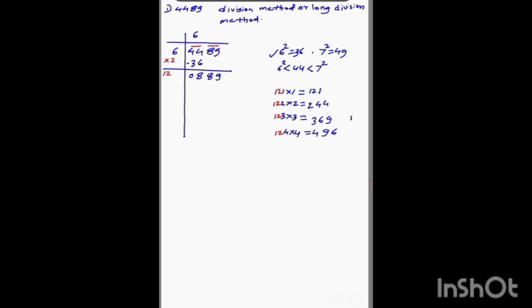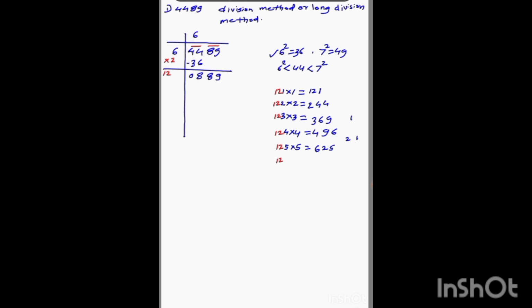Very easy. Whoever found this method is a very intelligent person. Yes, this is a very nice method to find the square root of any number, any 4-digit number, and we can find it without any problem or error. 125 into 5, 5 into 5 is 25, 625.